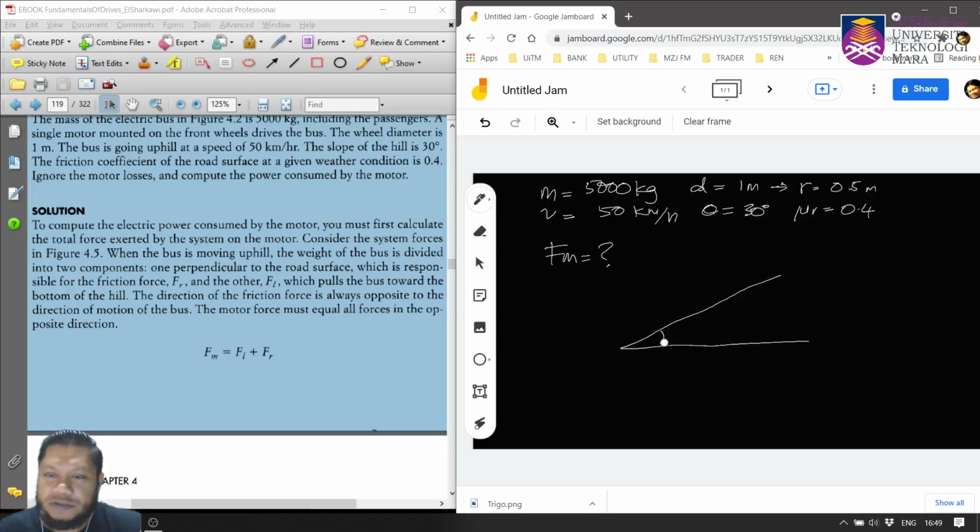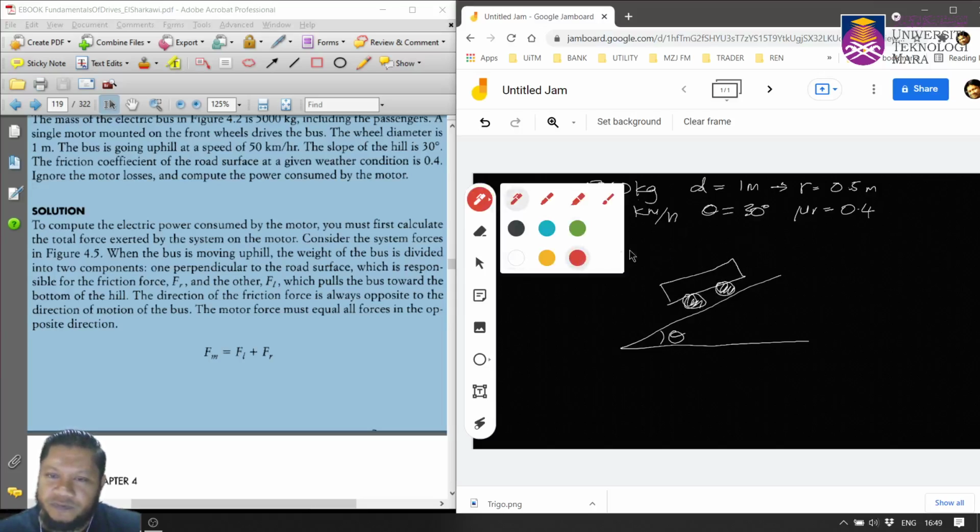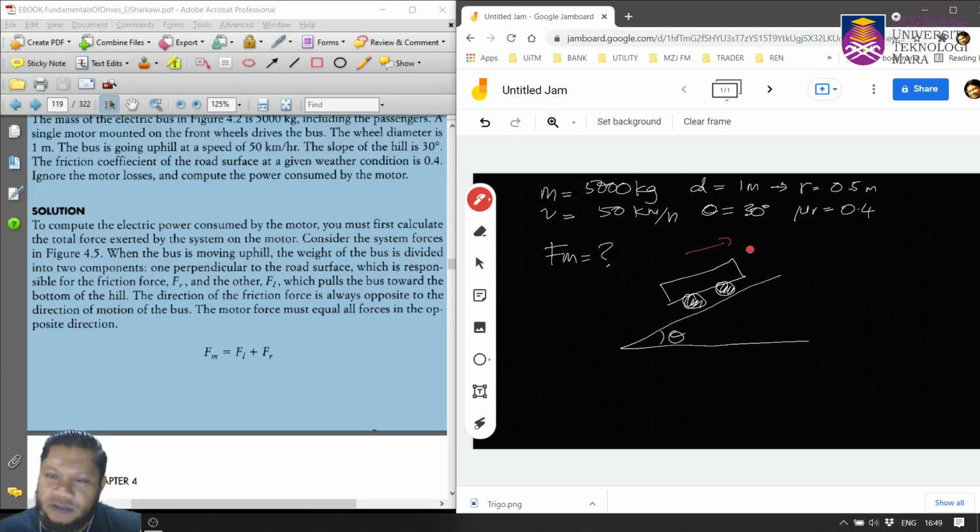So this is data here. Then we have a bus, and there's a wheel. So this bus moves at a speed of v here.